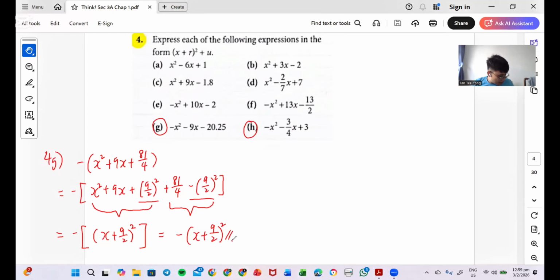Okay, so this is for 4G. If you want to write 4.5 here, it's also fine. Okay, doesn't matter. It's the same thing. Just that I prefer to do it in fraction. So 4H, so same thing, right? I need to factorize the negative.